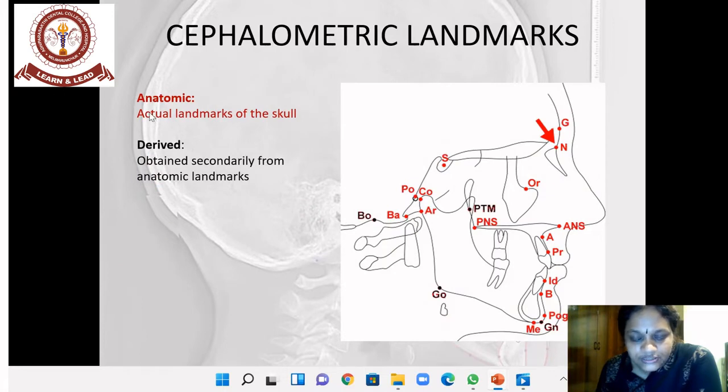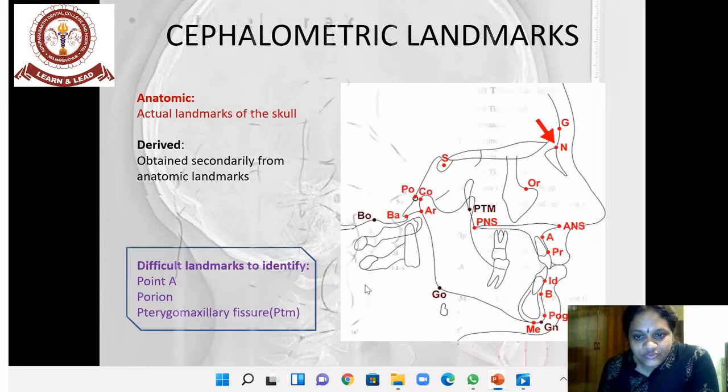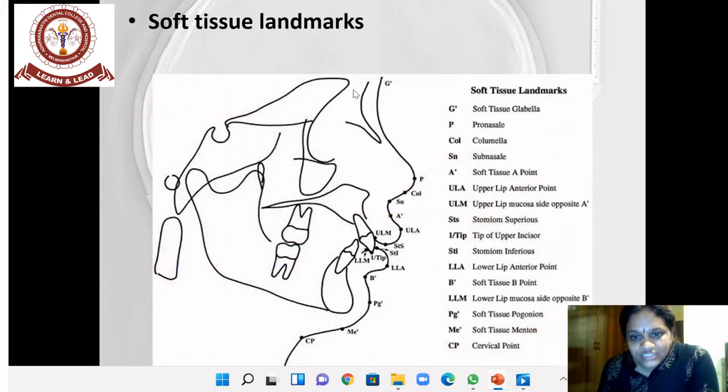So these, marked in red color, are your actual landmarks of the skull. The ones marked in black color will be secondarily derived from your anatomical landmarks. Among these landmarks, the difficult landmarks to identify are your point A, PORION, and the pterygomaxillary fissure. So corresponding soft tissue landmarks also you need to know.